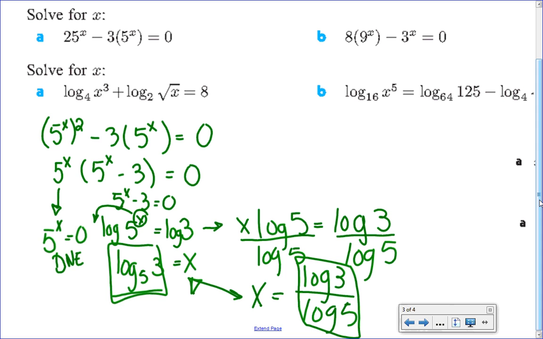Okay, so you could do the same thing with part B for that similar problem. We've got 8. Notice we've got 9 to the x and 3 to the x. So again, we're dealing with a quadratic equation. 9 to the x is 3 to the x squared, right? Minus 3 to the x equals 0. So we can think of 3 to the x kind of as our variable, and we can factor that out.